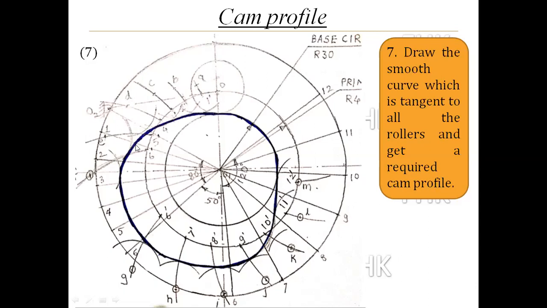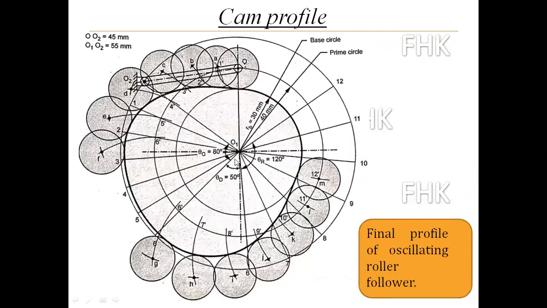Okay, so you have to draw the arc which is tangent to all the roller positions, and you have to complete the cam profile. The final view you can see in this image as the cam profile while the follower is an oscillating roller follower. So clearly understand the procedure of how to draw the cam profile for an oscillating roller follower.